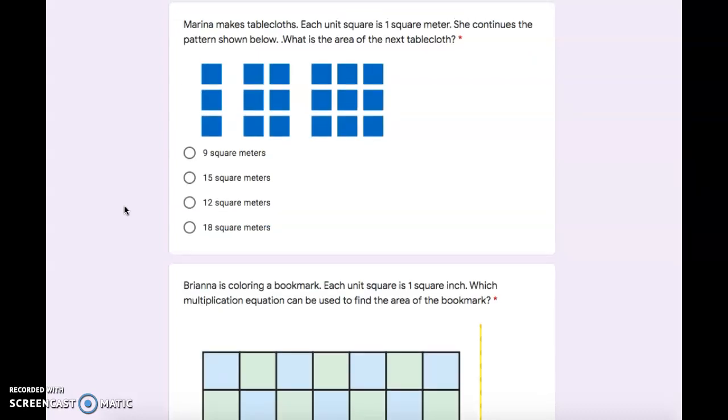Number 8, Marina makes tablecloths. Each unit square is 1 square meter. She continues the pattern shown below. What is the area of the next tablecloth?